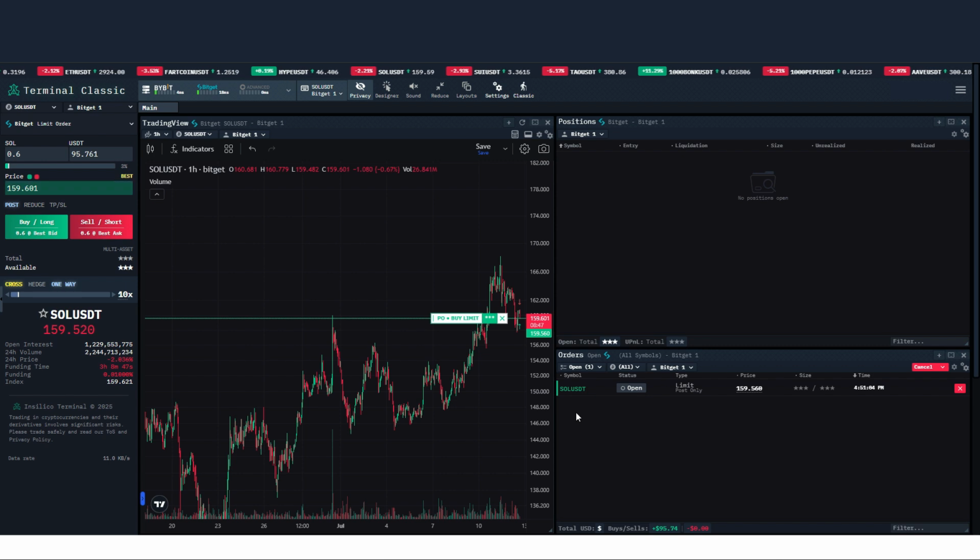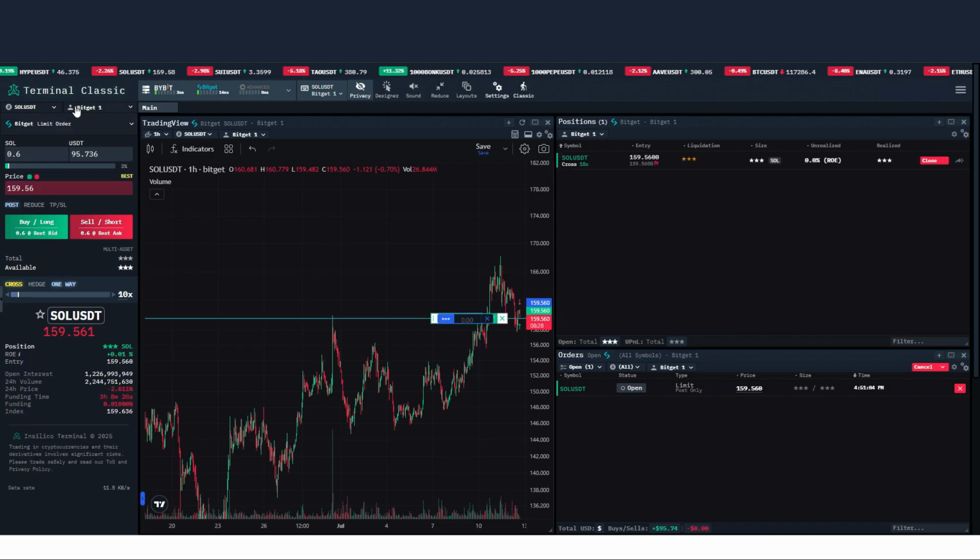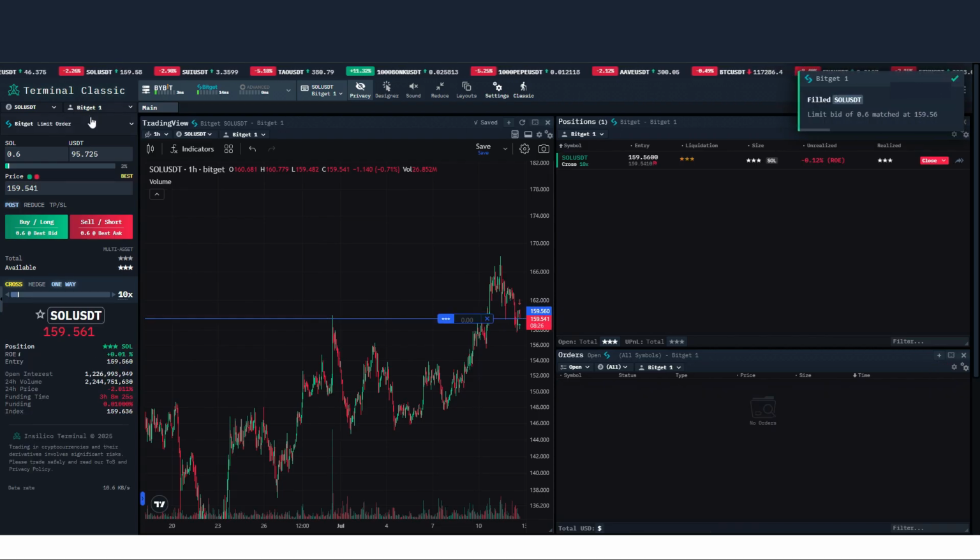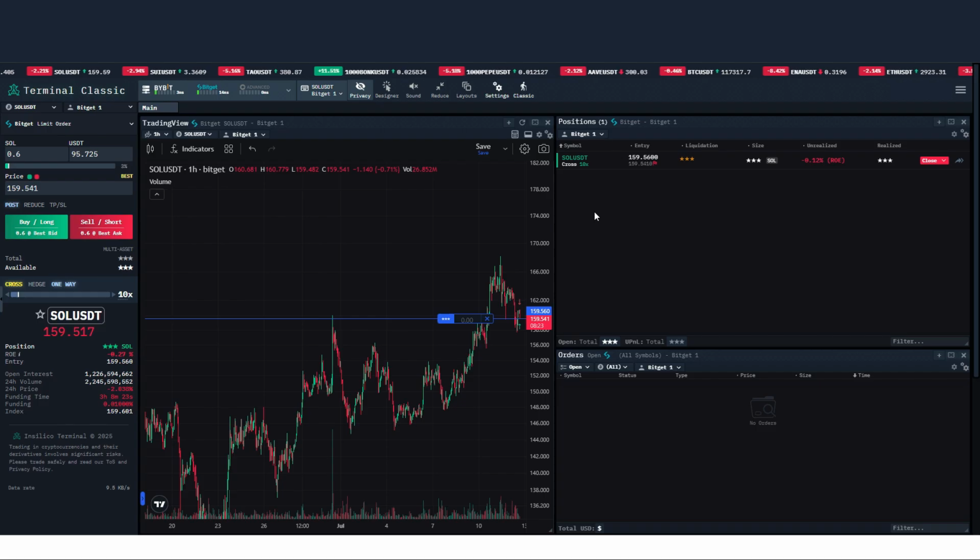Let's wait for it to fill. And you can see here, this is my open order down here. And once it gets filled, it'll get moved up to my positions here. I don't really use BitGet that much. I use Bybit for my main trading. But I do actually like BitGet. I'm using it more and more. I like to keep money on different exchanges, but this is pretty easy. So yeah, we have our position open.